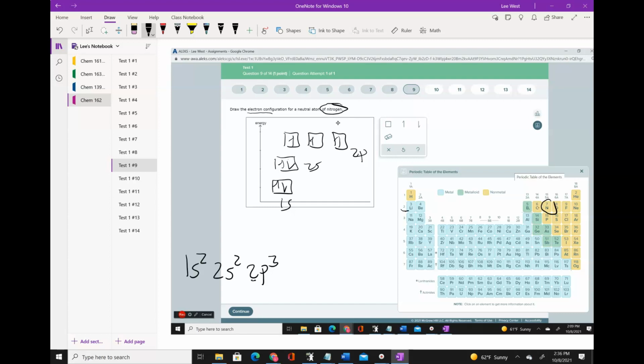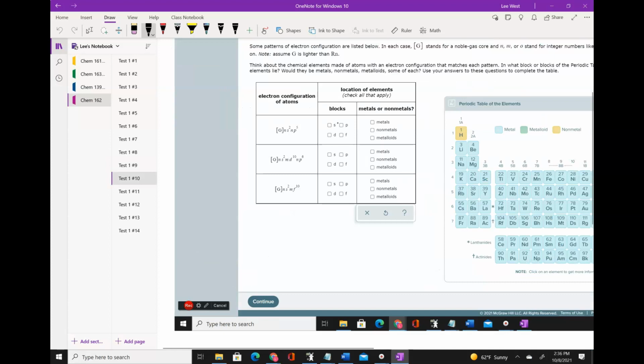And so that's it, right? This one has 3 unpaired electrons in the 2p subshell. Okay, all looks good to me. Everything is in the correct order in terms of energy. Yep, we're all good.